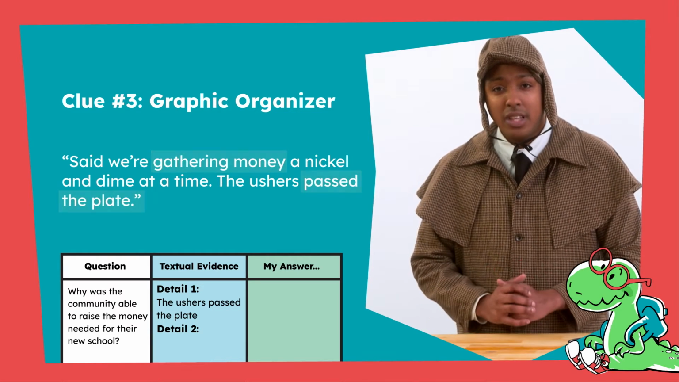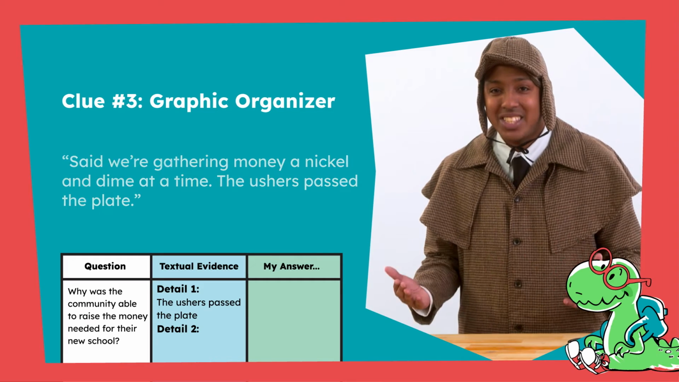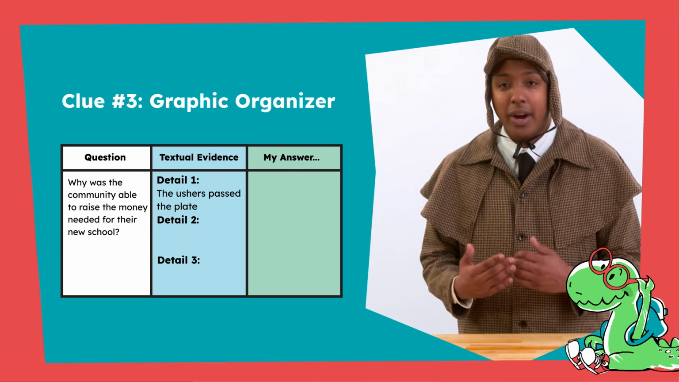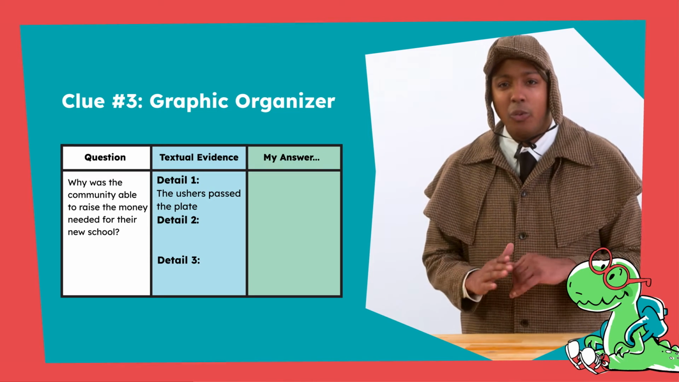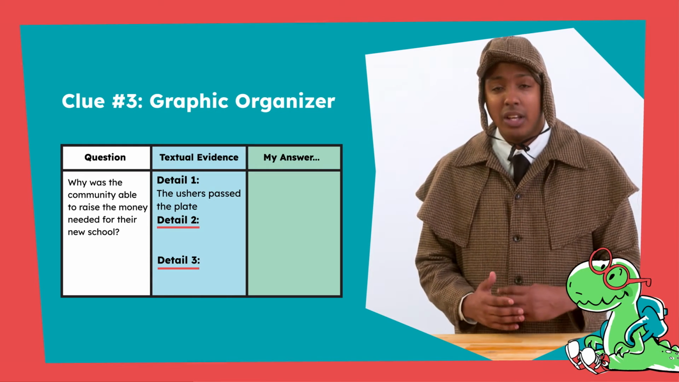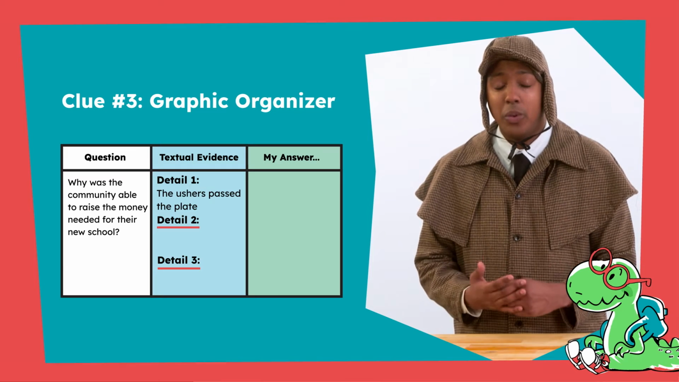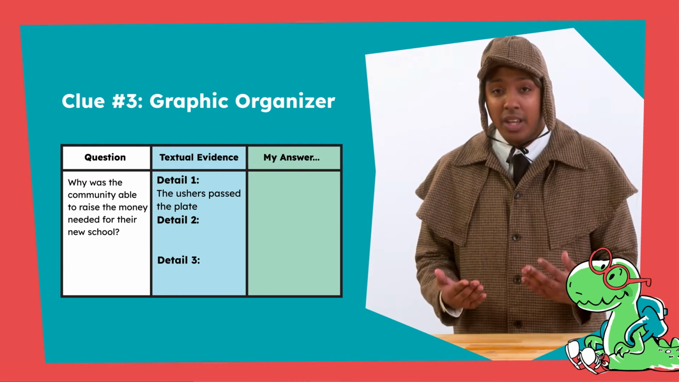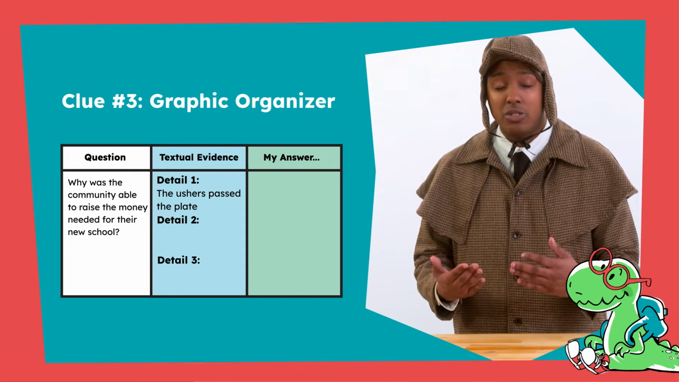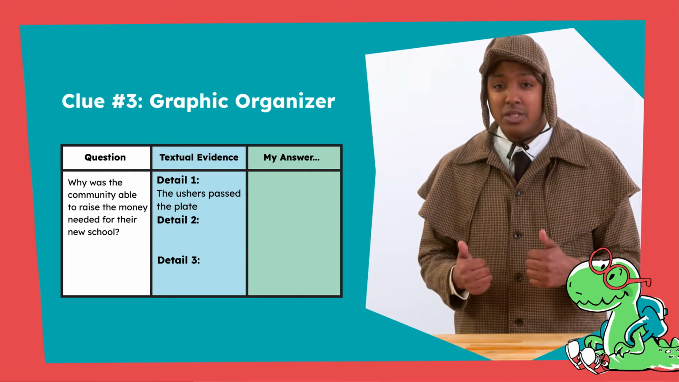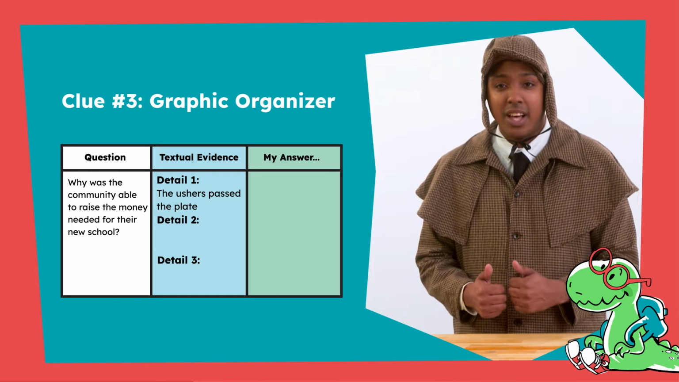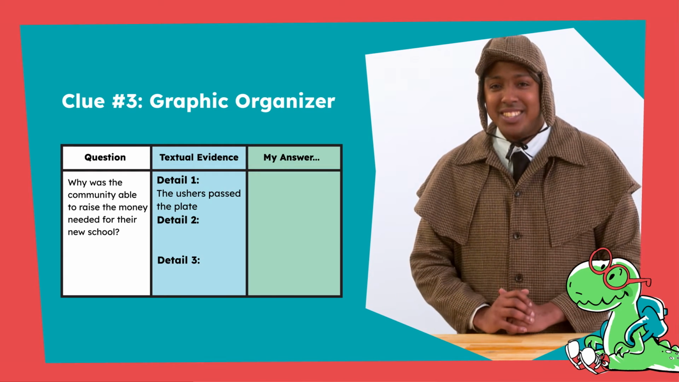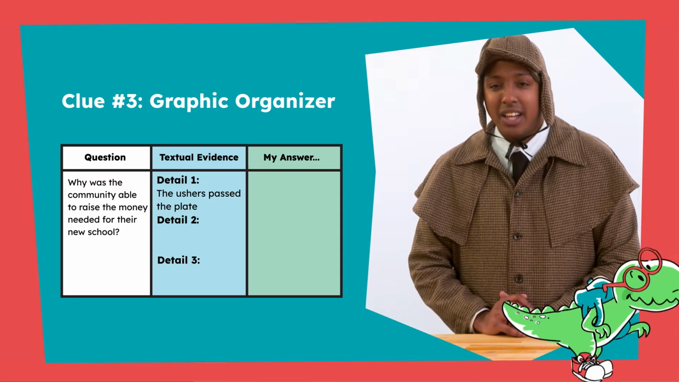So, what is detail 1? Great job! Now we have one detail that we can use to support our answer. But wait, we have 2 empty boxes. We need 2 more details from the text that we can use as textual evidence to answer the question, why was the community able to raise the money needed for the new school? Give me a thumbs up if you're ready to find 2 more details from the text as textual evidence. I see a lot of thumbs up, so let's get started.